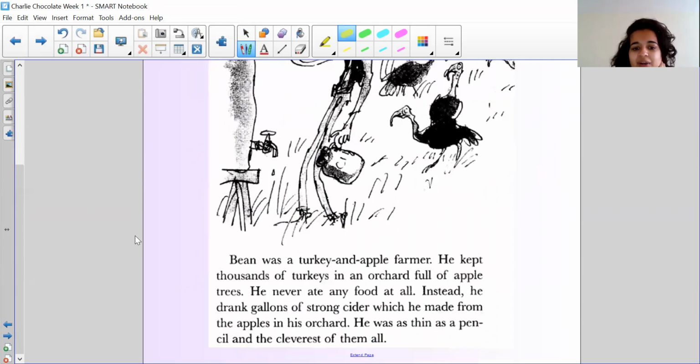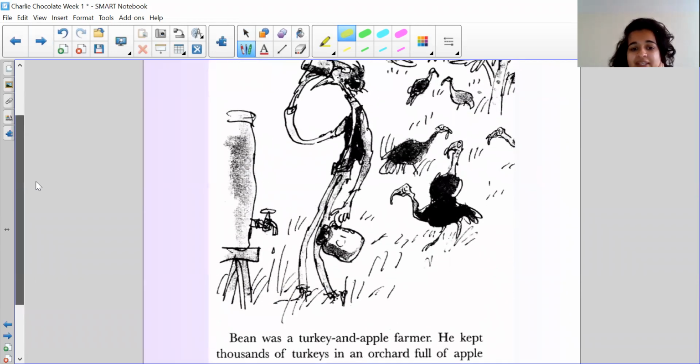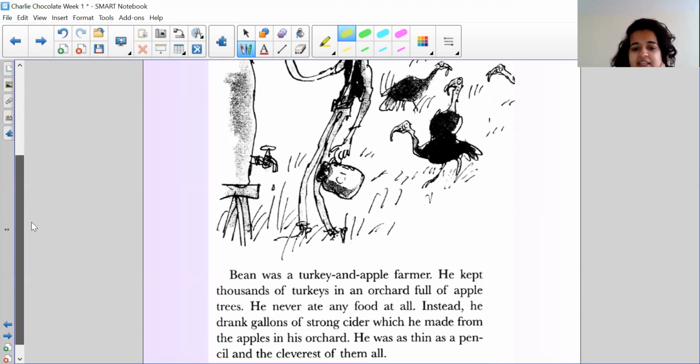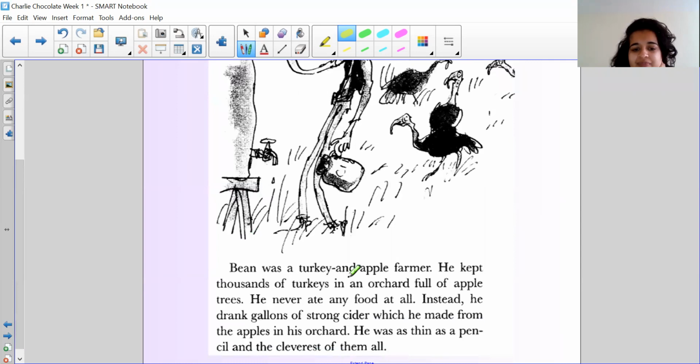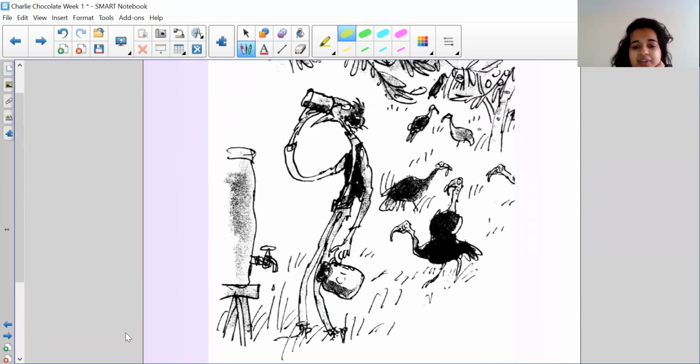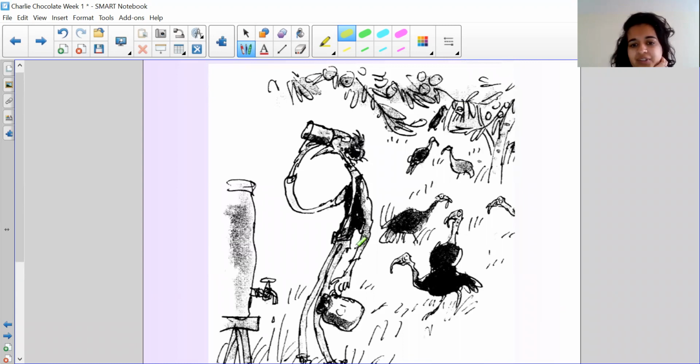Right, last farmer. Bean was a turkey and apple farmer. He kept thousands of turkeys in an orchard full of apple trees. He never ate any food at all. Instead, he drank gallons of strong cider, which he made from the apples in his orchard. He was as thin as a pencil. Look at that simile over there, as thin as a pencil. That tells you how thin he is. And he's the cleverest of them all. Okay, so he doesn't eat any food, he just drinks cider.